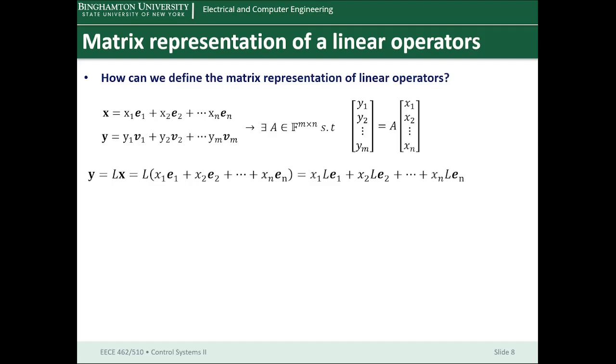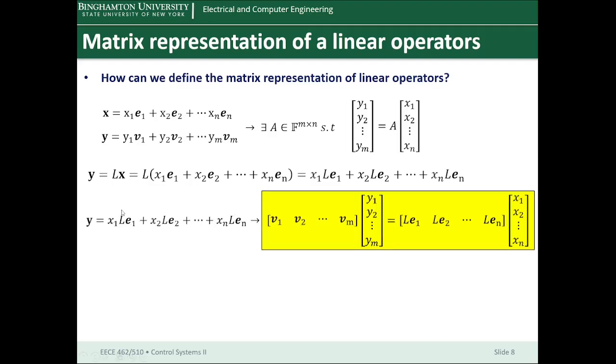Now, because L is a linear operator, we can distribute it across this sum. That gives us y equals x1 times L of e1 plus x2 times L of e2, and so on up to xn times L of en. This is a key step. It tells us that the action of L on any vector x is completely determined by what L does to the basis vectors e1 to en.